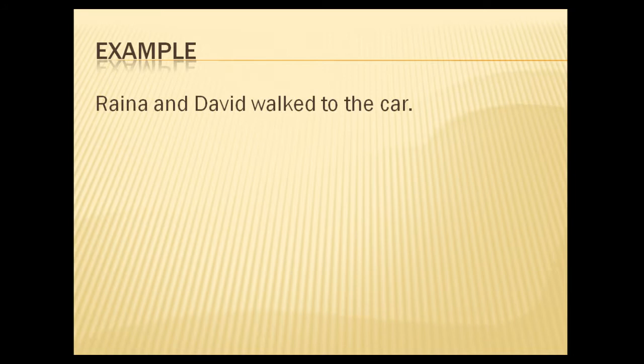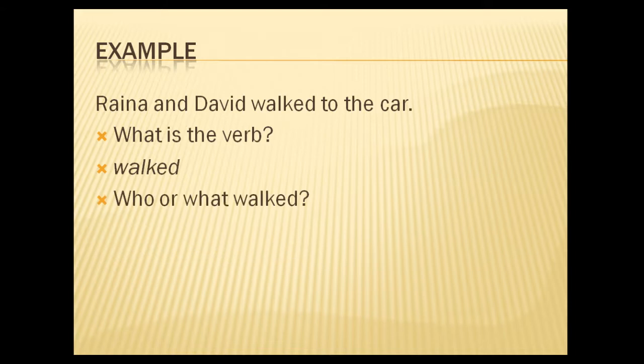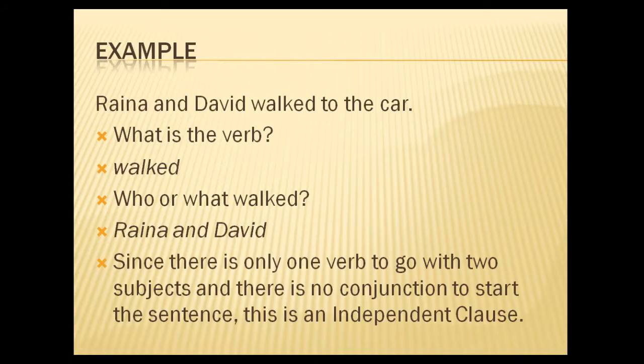First example, Raina and David walked to the car. So what's the verb? Walked. Who or what walked? Raina and David. In this sentence, because there's only one verb, it doesn't matter if there's one or more than one subject. It's only one verb, one clause, an independent clause. No conjunction starts the sentence, so we're going to look at this as being an independent clause, and that's that. A compound subject does not make something into a compound sentence, which we'll talk about more in upcoming lessons.